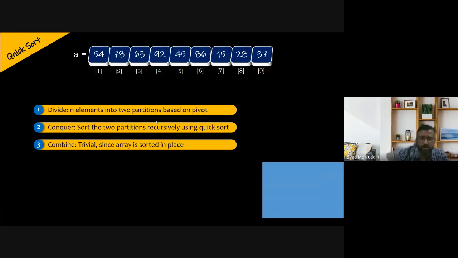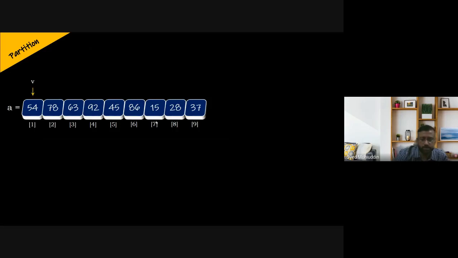Now here in quick sort, combining is a trivial matter, since whatever collection of elements we are sorting, the sorting is an in-place sort. That is, we are not using any temporary array to store the elements. We just swap the elements in their respective positions. So these are the three phases used, and this is how the divide and conquer strategy is applied. Now let us look at how partitioning is performed.